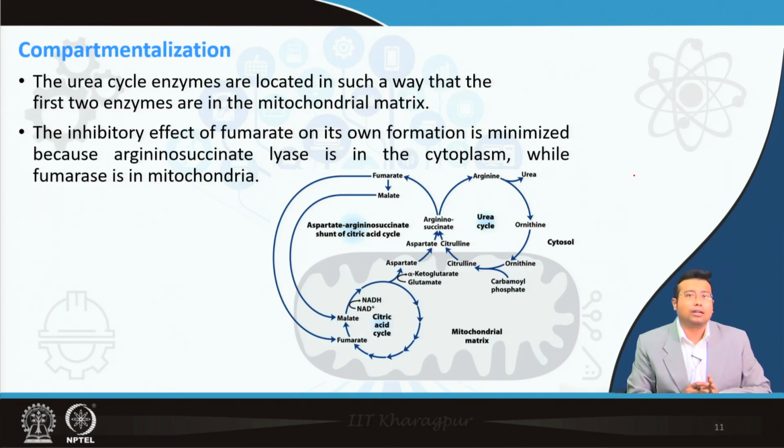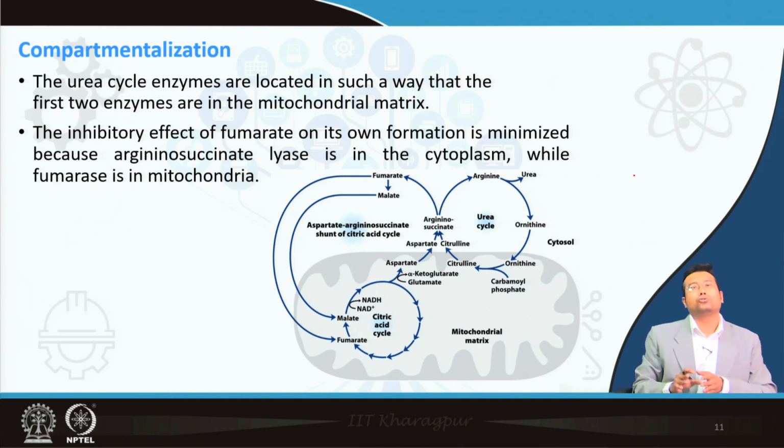There is also another level of regulation, which is biological regulation by the phenomenon of compartmentalization. What is compartmentalization? You are familiar with this figure where I discussed that the first two reactions of the urea cycle take place in the mitochondria, right, and the rest take place in the cytoplasm. Now, how are these molecules transferred across the mitochondria and cytoplasm? Well, there are dedicated transporters.